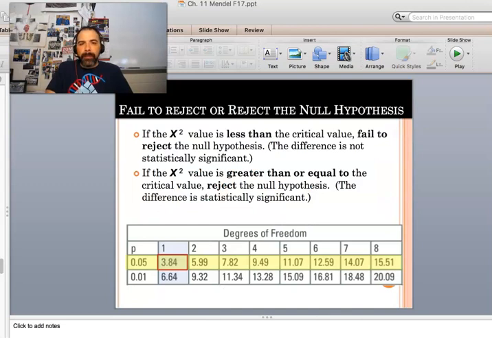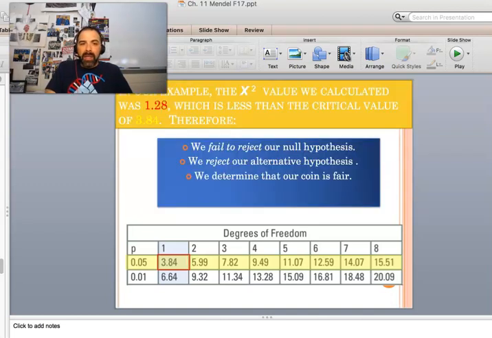So fail to reject: if the chi-square value is less than the critical value, we fail to reject the null, right? So the difference is not statistically significant. If the chi-square value is greater than or equal to the critical value, reject the null. So in our example, the chi-square value calculates to 1.28, which is less than, therefore we fail to reject our null, we determine that our coin is fair.